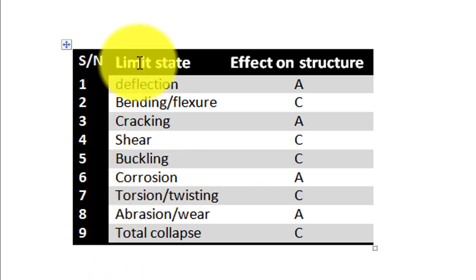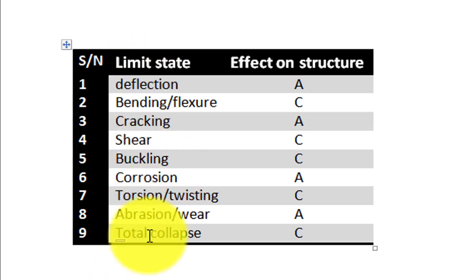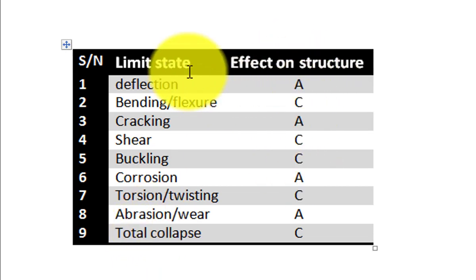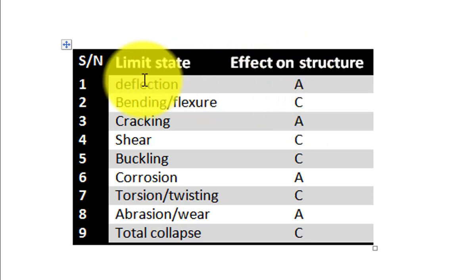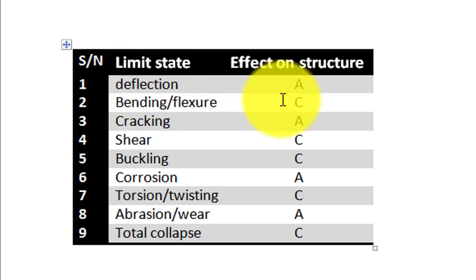So these are the limit states. They are 9 in number, and then their effects on the structure. If it will cause a total or partial collapse, you see it as C here. But if it only affects the appearance, you see it as A here. So that's how I label it. So the first one is deflection. Deflection will affect the appearance.